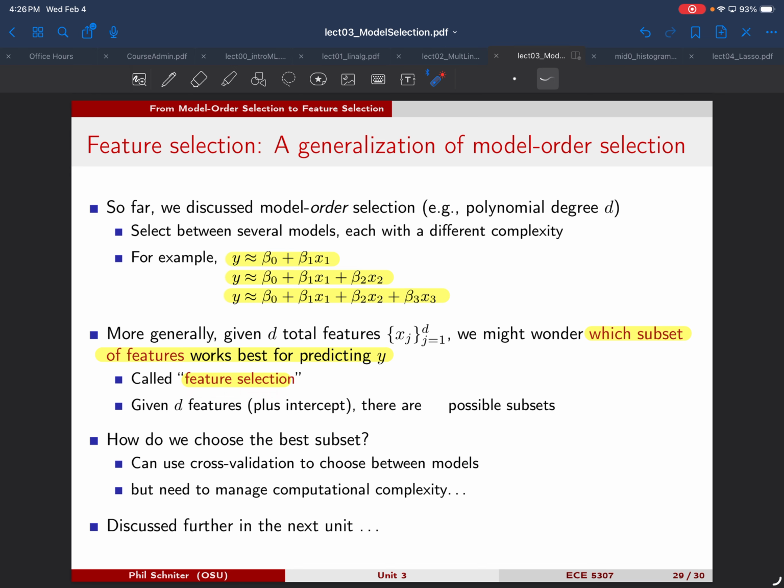But just before we get there, the main challenge of feature selection is computational. Let's say we have D features total. So there's D of these. How many different subsets do we have to choose between? Does anybody see how to think about this?